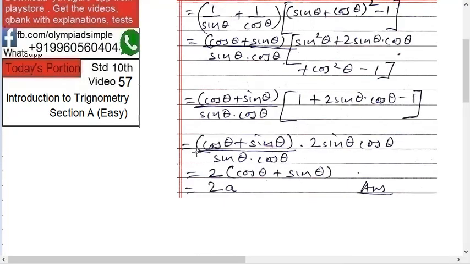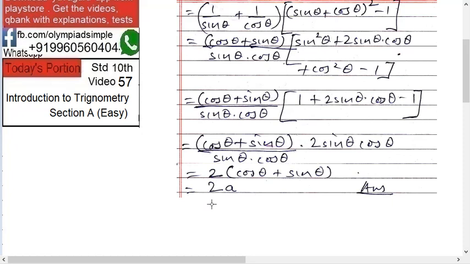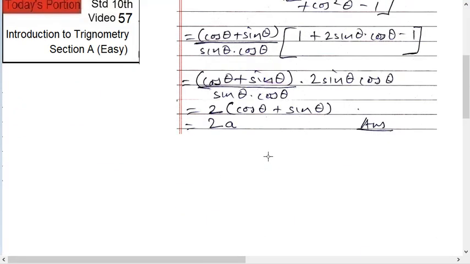Right? Equals cos theta plus sin theta upon sin theta cos theta, into, 1 is gone, 2 sin theta cos theta. Solve this. You get 2 into cos theta plus sin theta. But what is cos theta plus sin theta? It's given that it is A. Sorry, it is given as A. Therefore the answer is 2A. Okay.